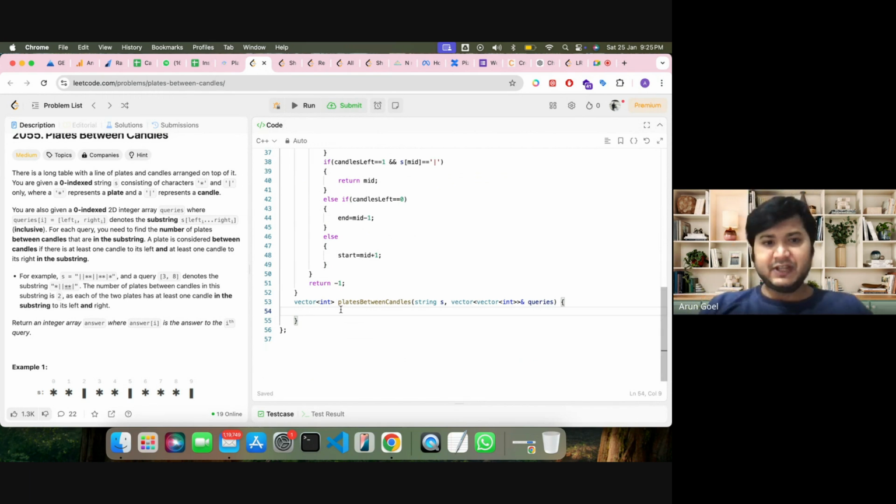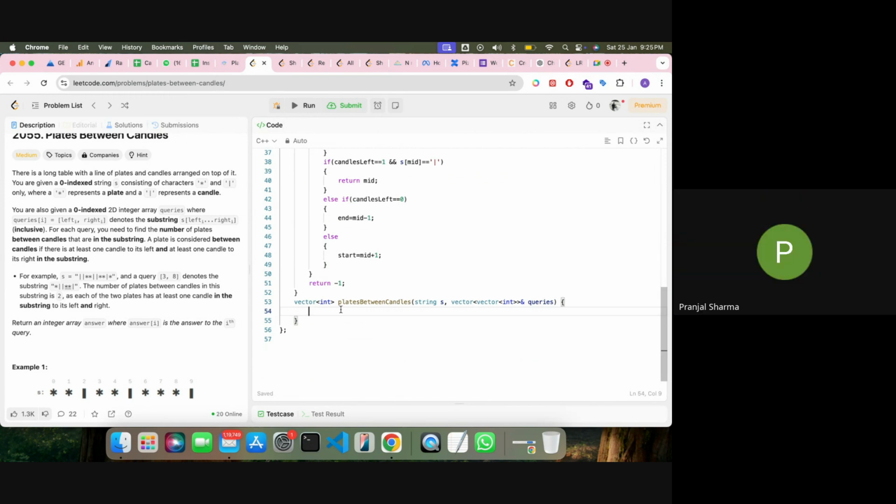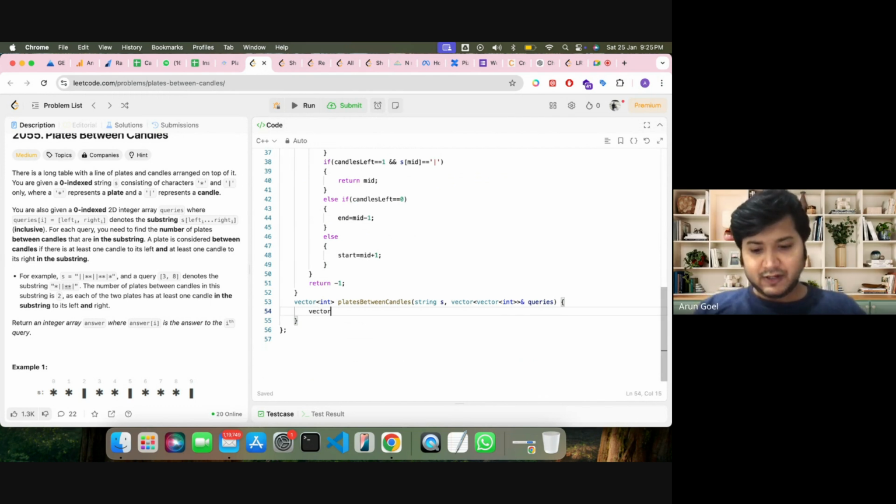So first of all, let's make candles wala prefix sum and वो pipe wala, right? Let's all. So vector int candles comma pipes, no, plates. Okay.